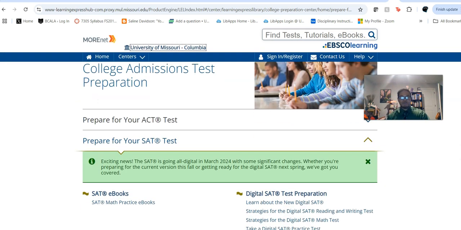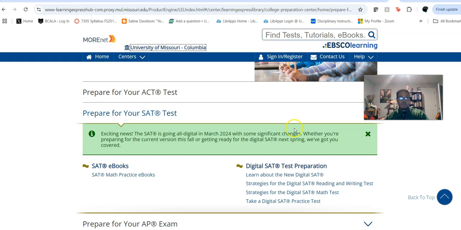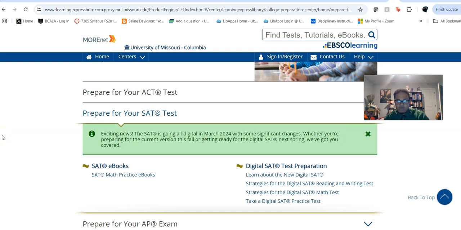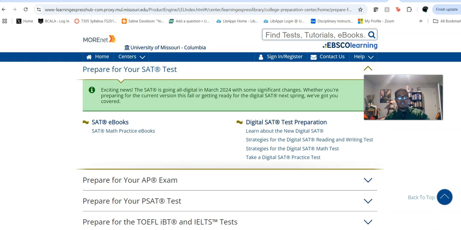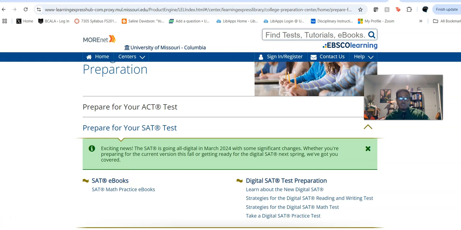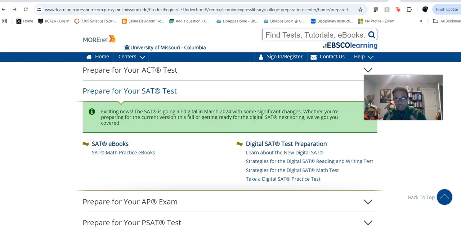These are resources to prepare for your SAT, and we've got some sort of note here too. Exciting news, the SAT is going all digital in March 2024 with some significant changes, whether you're preparing for the current version and getting ready. Okay, all right, cool, that's great. So if you had somebody who was trying to prepare for the SAT and they didn't have a book that you could refer them to at the library, here's what you could do. You could come here, and I see they've also shrunk a lot of this down.